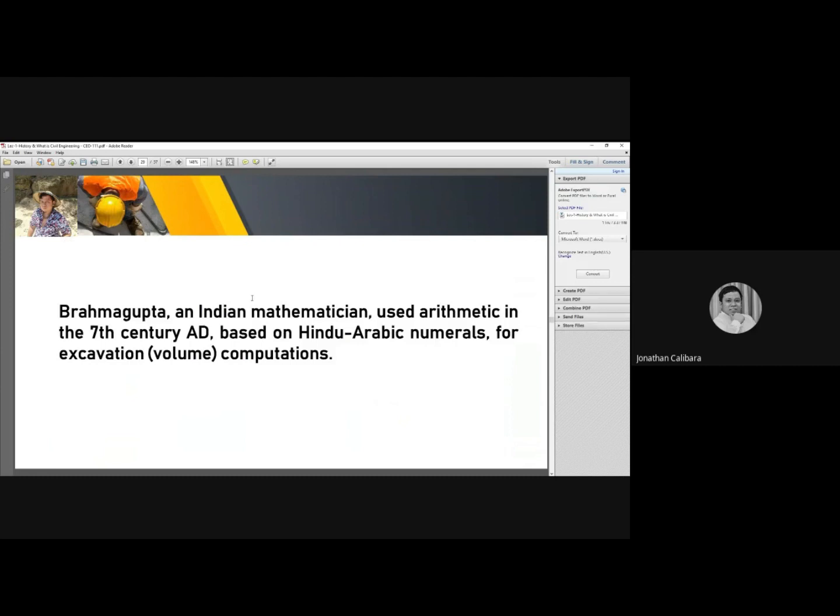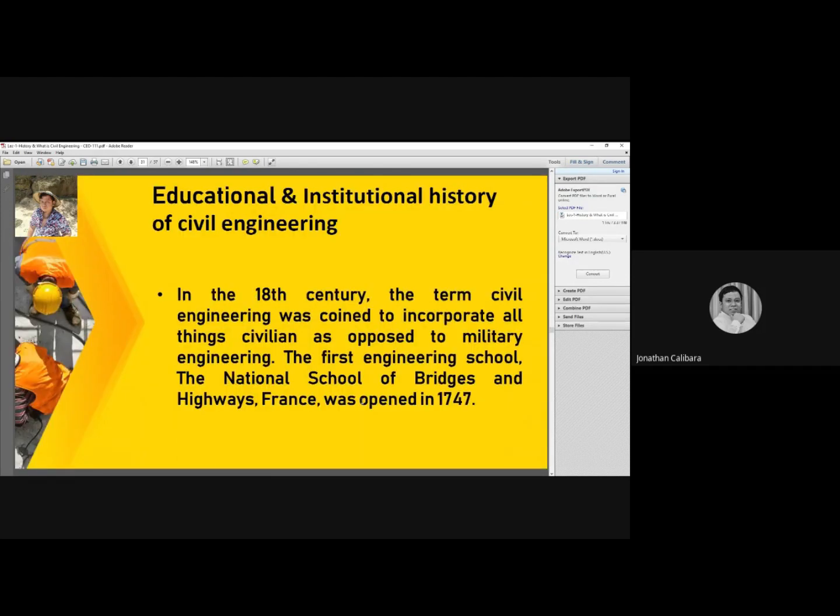Okay, next slide, we have the educational and institutional history of civil engineering. In the 18th century, the term civil engineering was coined to incorporate all things civilian, as opposed to military engineering. The first engineering school was the National School of Bridges and Roads in Paris, France, opened in 1747. Engineering was then practiced by the military. Okay, just try to understand and read the rest aside.